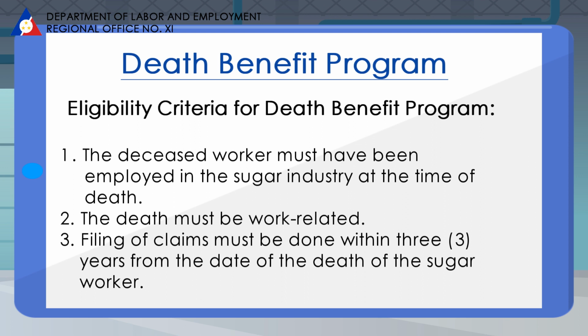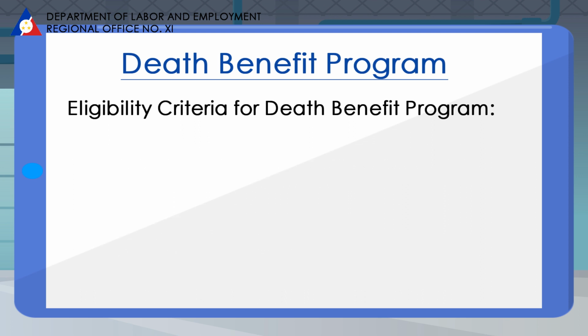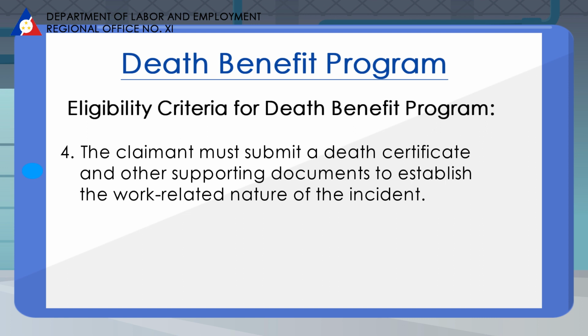What are the qualifications to avail the death benefit program? The deceased worker must have been employed in the sugar industry at the time of death. The death must be work-related, meaning it must have occurred while the worker was performing his or her duties or while traveling to or from work. Filing of claims must be done within 3 years from the date of the death of the sugar worker. The claimant must submit a death certificate and other supporting documents to establish the work-related nature of the incident.